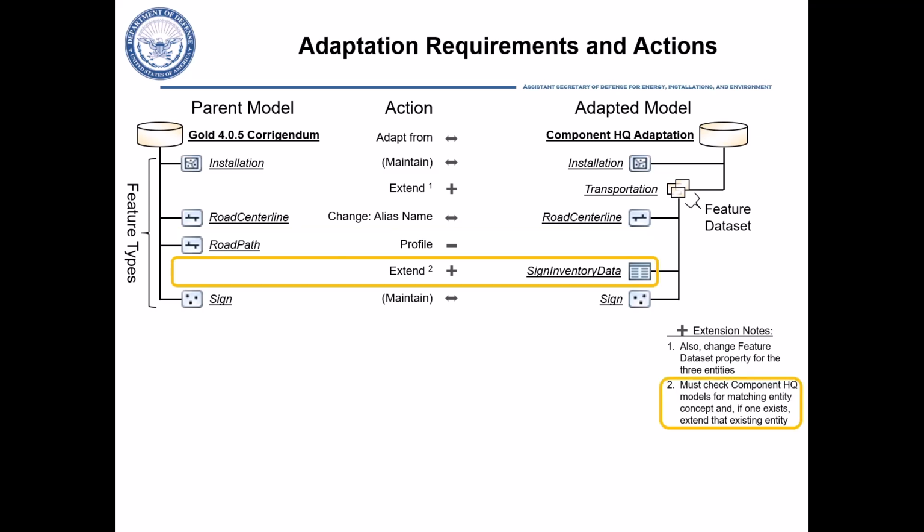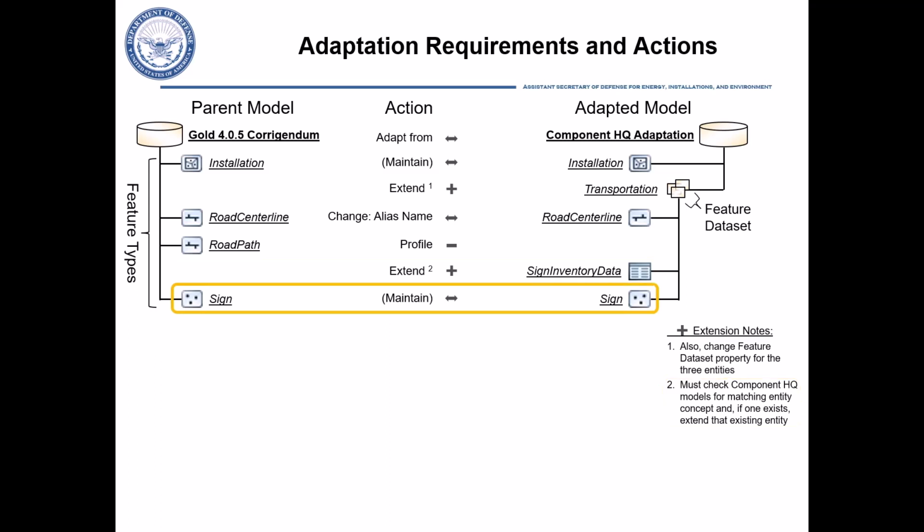Not yet mentioned is the requirement for a sign inventory data entity. Given that this entity concept is not present in the Gold parent, it must be extended. The SDSFIE Vector Implementation Guidance, or SFIG document, holds that before extending a seemingly brand new element, the HQ models of other components must be checked for any existing entity that matched the proposed concept. If a match exists, that existing entity should form the basis for the extension. As mentioned, the sign entity is required, and so will be maintained from the parent model. We will next look at its attribute requirements.